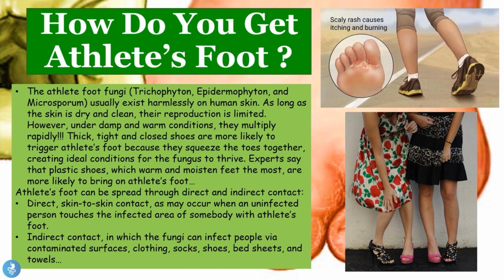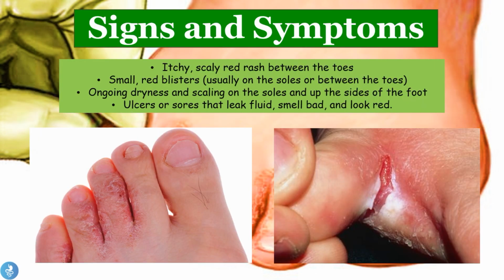So moving on, let's explore some signs and symptoms. Athlete's foot presents with a specific and unique rash. The rash is usually itchy, scaly, and red between the toes, as we can see in this image here. Sometimes small red blisters may also develop, usually found on the soles of the feet or in between the toes. The patients will also experience ongoing dryness and scaling on the soles of the feet and up on the sides of the foot. And ulcers and sores that leak fluid, smell bad, and look red may also develop.